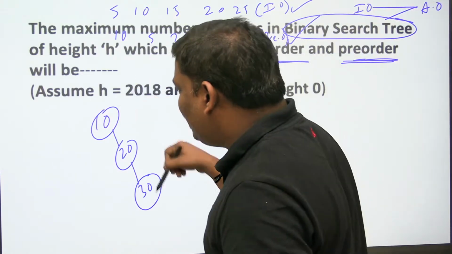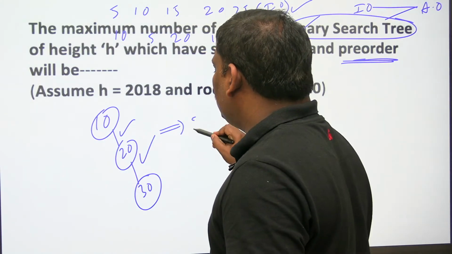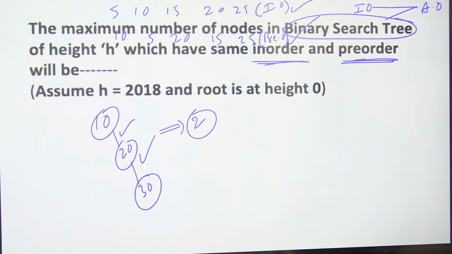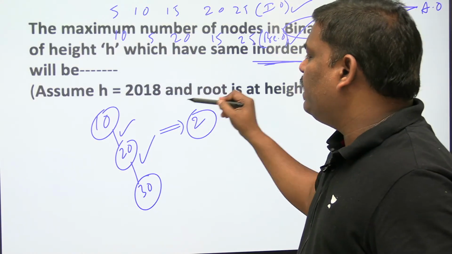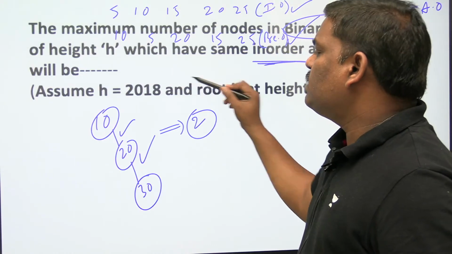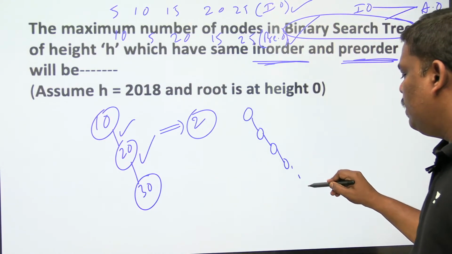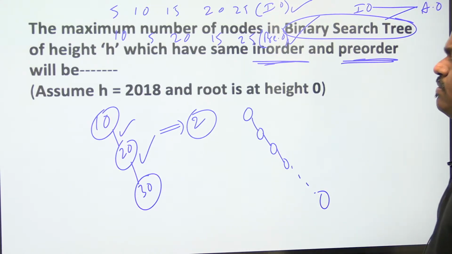If you want, you can check. This tree contains 3 levels. 3 levels means height is 2. And one more thing, what is it saying? Height h is equal to 2018. Height h is 2018 means the number of levels is 2019. 2019 nodes are there, right? That is also a right-skewed tree. 2018 height, so 2019 levels.